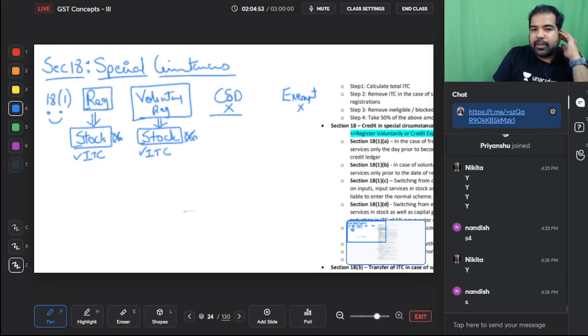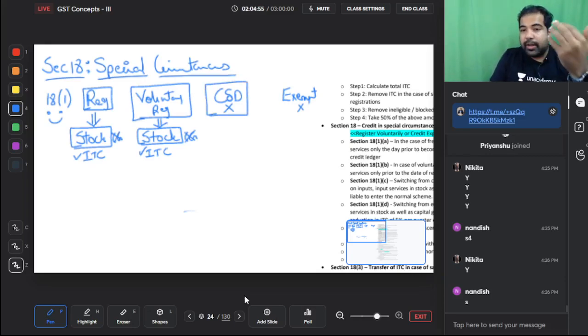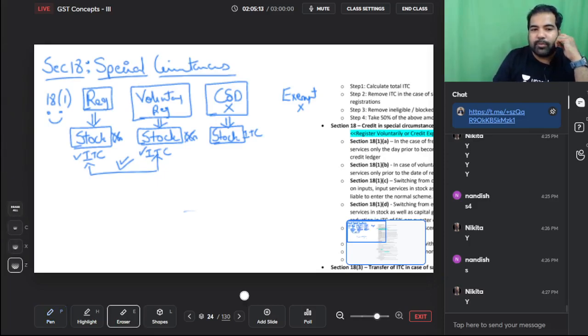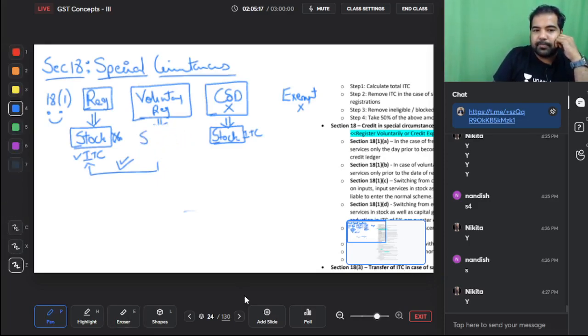But guys, in composition scheme, you're already registered, but you're in the composition scheme. Now you're coming to the regular scheme. So will you get ITC on the stock? Yes, you will get ITC on the stock. So are both these similar? Yes, both these are similar. You get ITC on the stock, but not on capital goods. So I'm just removing both of them, putting one of them and writing the same. So both are the same. On stock you get, on capital goods you don't get.